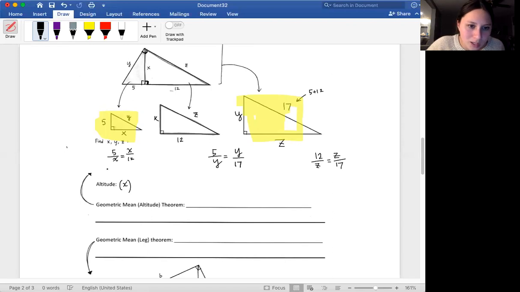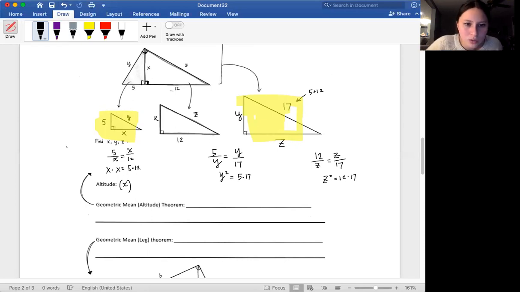So when I multiply them out, I've got x times x equals 5 times 12. Here I've got y. Another way to describe y times y is y squared, right? So y squared equals 5 times 17. Here I've got z squared equals 12 times 17.